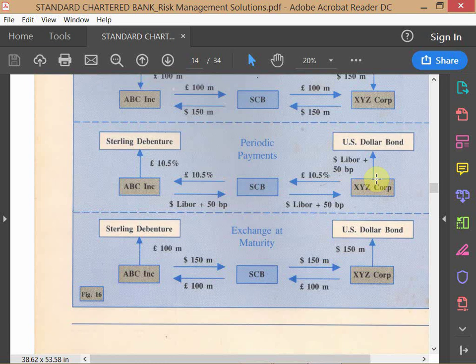Sonam, what are you drawing? You're drawing an IRS chart. So please concentrate on what is being taught in the class.